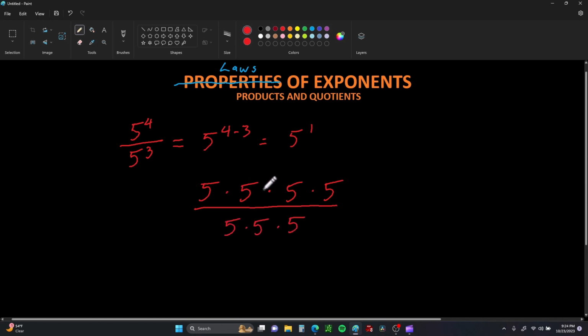Since I'm multiplying all these, I can simplify this by dividing each one of those 5s with 1 from the denominator. And what I'm left with is 5 in the top and 1 in the bottom. So this is 5, or 5 to the first power. Now there's an interesting consequence that comes from the quotient rule for exponents, the quotient law. So let's take a look at that.